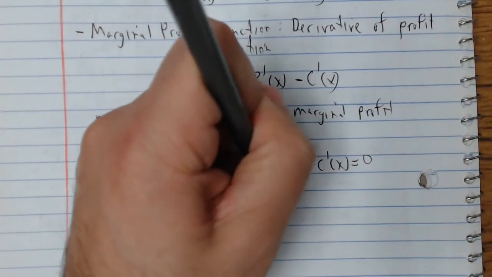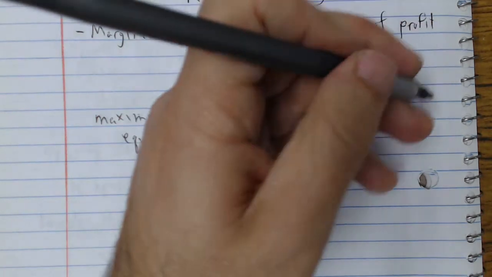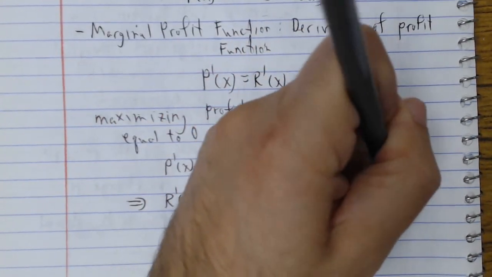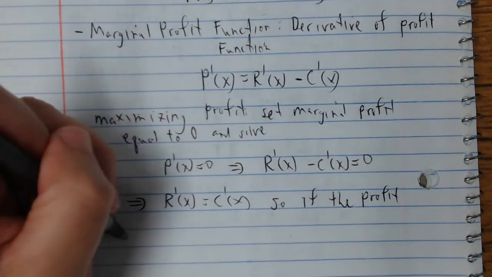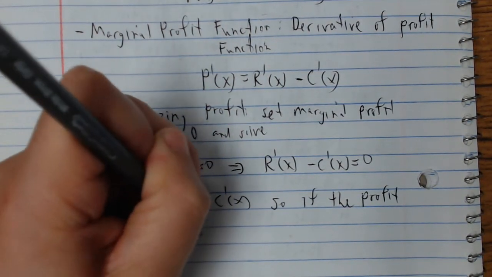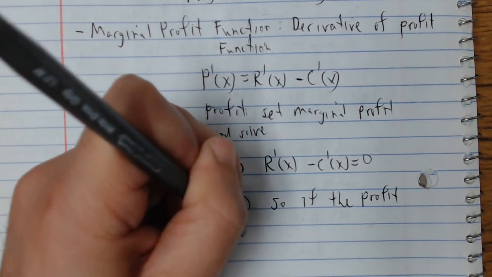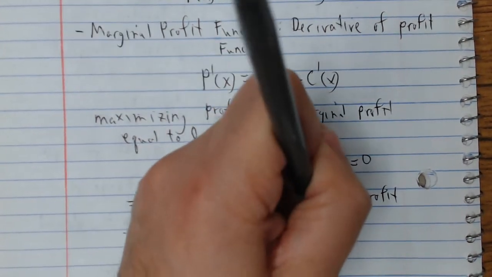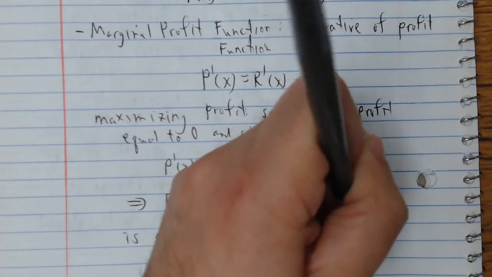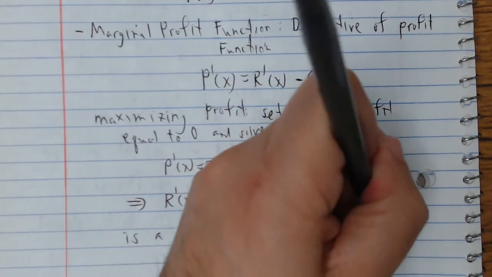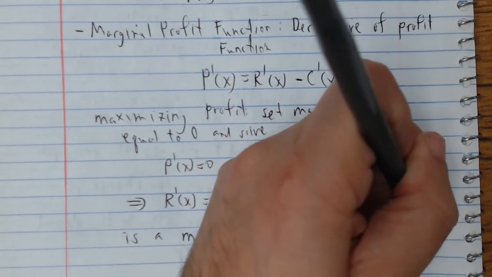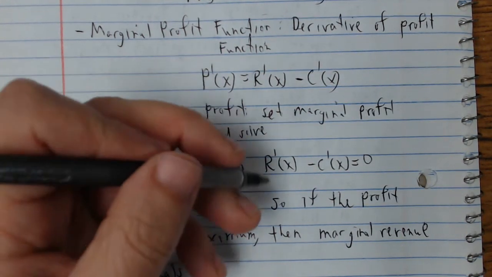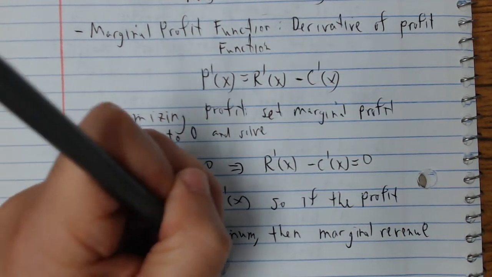So this is what we're going after once we know that our profit could be maximized. So here's what we could say. If the profit is a maximum, then marginal revenue equals marginal cost.